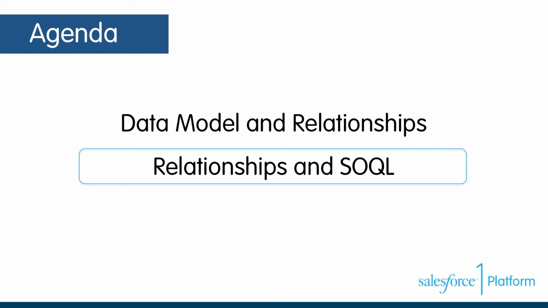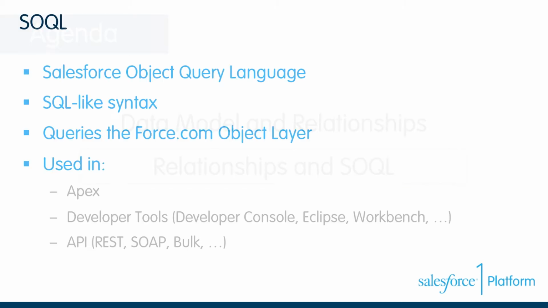So we've looked at the basic data model and basic relationships within the system. When it really starts to get interesting is when we start to work with those relationships and the Salesforce object query language, or SOQL, as I like to call it. So let's look at SOQL. It's a SQL-like syntax, and that's a good thing because it's immediately familiar. It can also trip you up because it's not quite the same, and there are some important differences which I'll draw out as we go through.